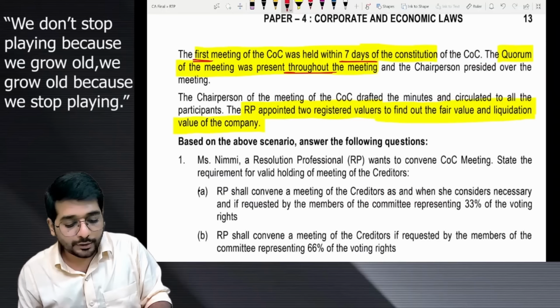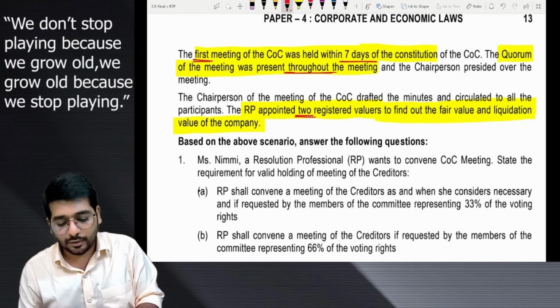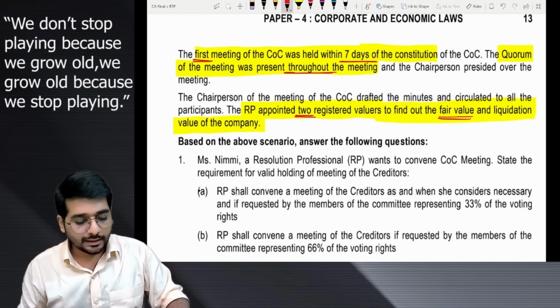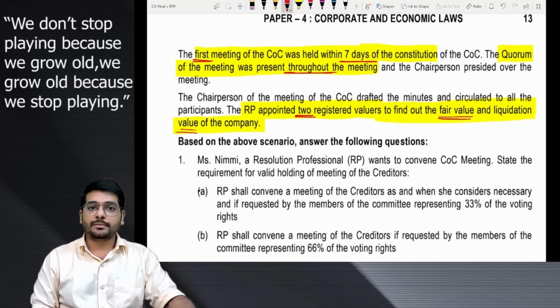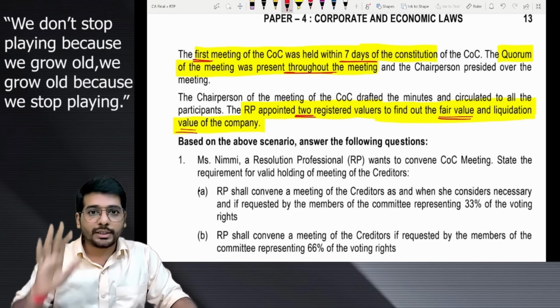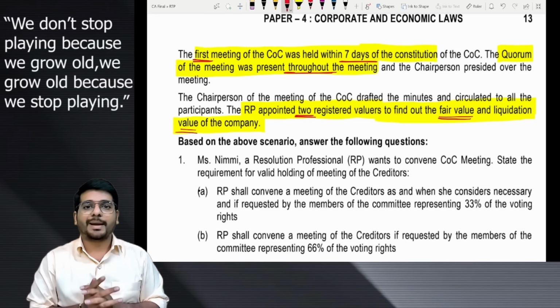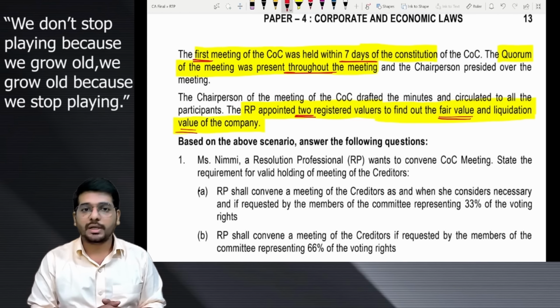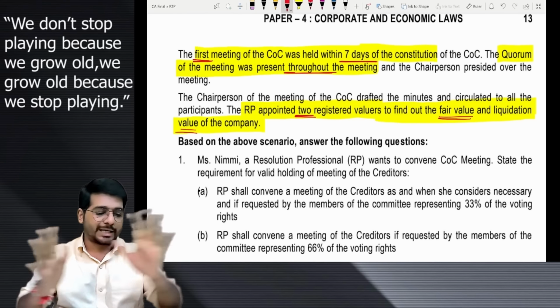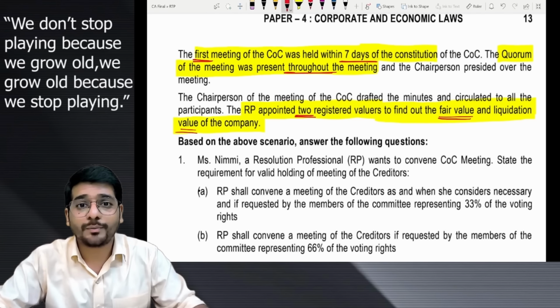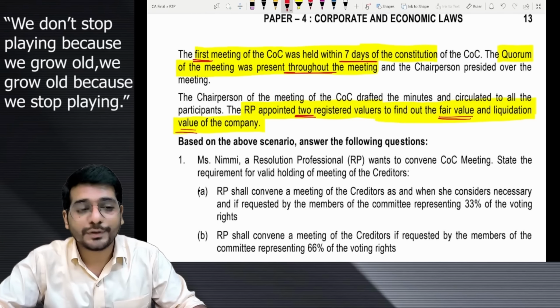RP also appointed 2 registered valuers to find out the fair value and liquidation value of the company. So RP is saying calculate the fair value of the assets, and calculate, in case we have to liquidate the assets, what will be the maximum value we can recover with the help of all these assets. So RP, Miss Nimi, is doing her job well. Let's go to the question answers.